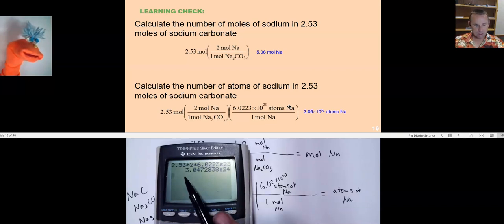And it's expressed in scientific notation, 3.05 times 10 to the 24th atoms of sodium for every 2.53 moles of our sodium carbonate. Okay, good stuff.